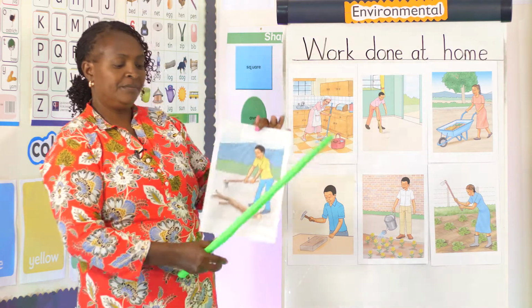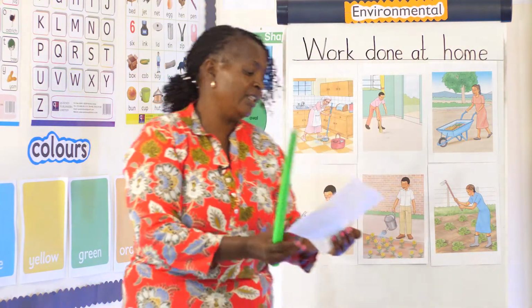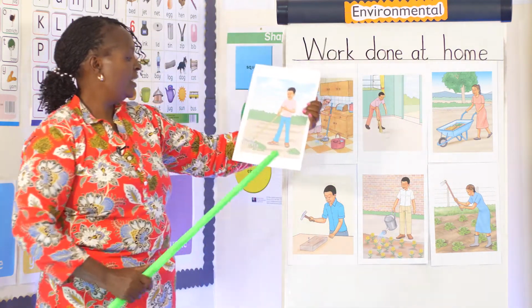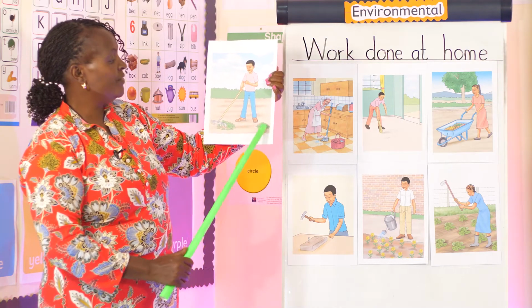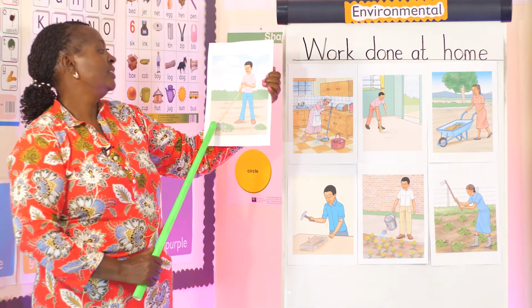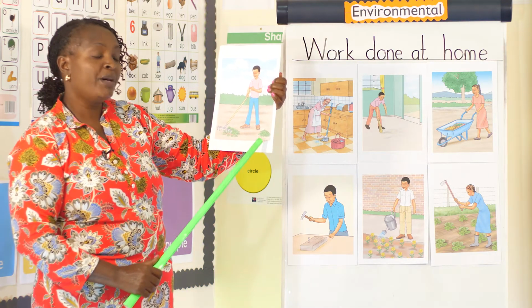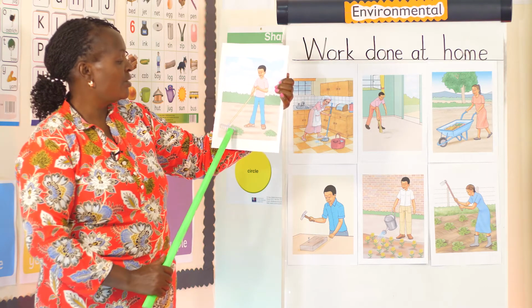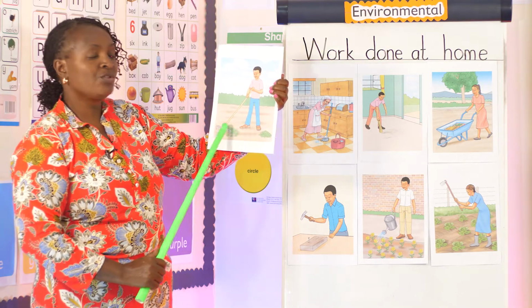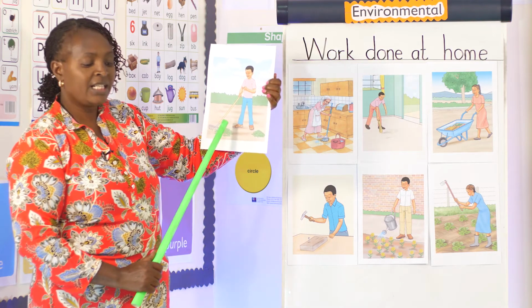Okay, children? I have another person here, okay? This person is removing some dead leaves from the compound. Remember, our environment or our compound should be clean. So what is he doing? He's using a tool to remove the leaves from the compound to make it clean.